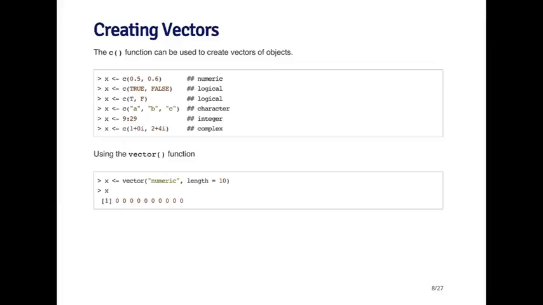Using the vector function, you can also create a vector of a certain type and a certain length. So here I'm going to create a numeric vector of length 10, and by default it will initialize the vector with a default value. For numeric vectors, the default value is 0.